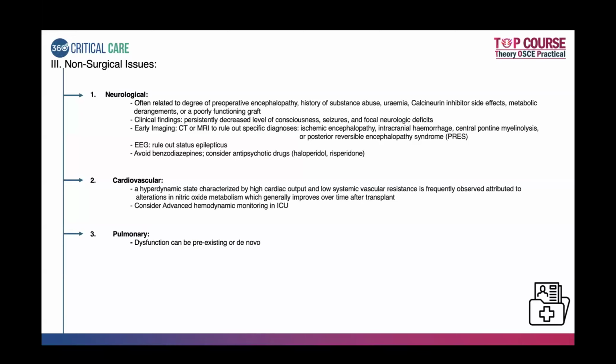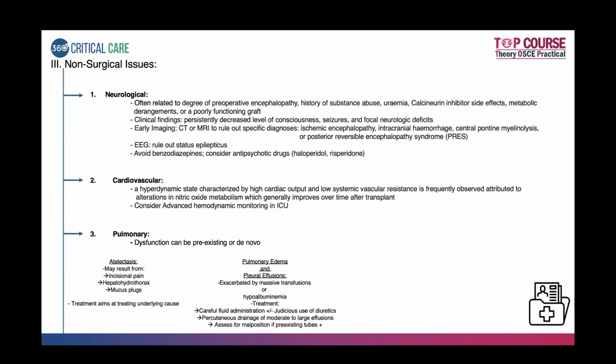Then pulmonary. Now, dysfunction can be pre-existing or can be new onset. So it can manifest either as atelectasis, which can be because of incision site pain or inadequate analgesia. There can be a hepatic hydrothorax, especially in patients with chronic liver disease. And there can be mucus plugs also. So aim at treating the underlying cause.